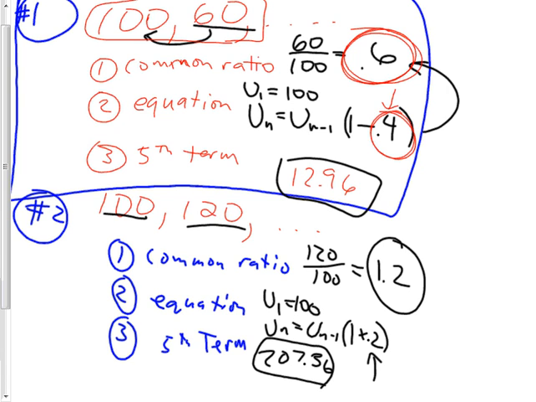Sure. Let's do one more to kind of finish it off. Let's say you had 60, and then it goes up to 70, ... Okay? Now, I'd like you to figure out for me what the common ratio is.